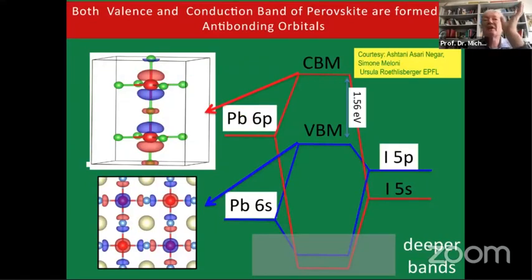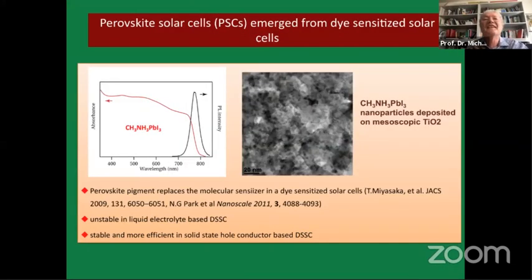And I should also mention these materials have special properties. The conduction and valence bands are antibonding, and that's very unusual. Normally the valence band is bonding and the conduction band antibonding in semiconductors. But this unusual electronic structure makes it a material that has very few defects in the band gap. So I mentioned that in passing.